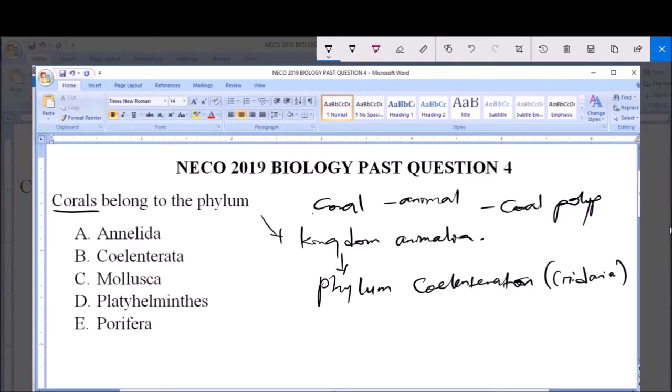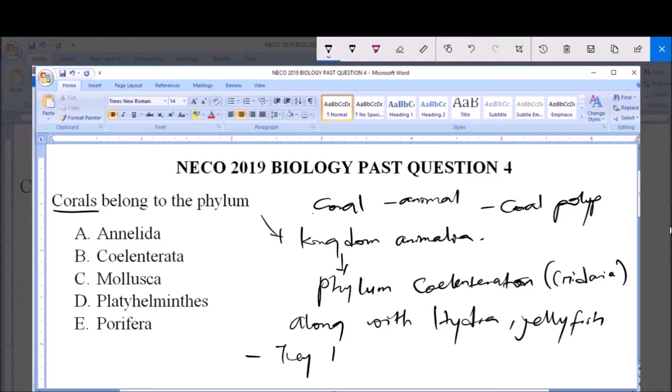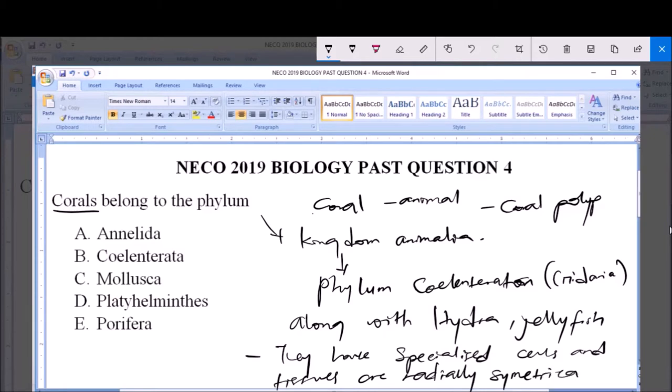So, along with the Hydra and sea anemones and jellyfish, they are all phylum Coleopterata. They are phylum Coleopterata because they have specialized cells and tissues, and they are radially symmetrical. That means they can be divided into two equal halves from any plane.